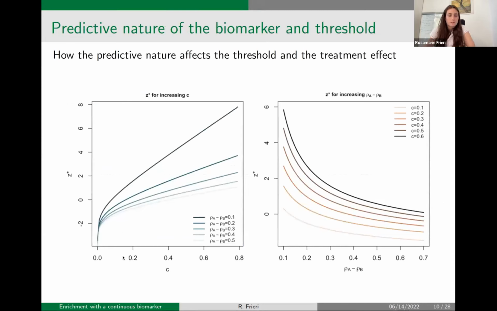In this graph, we can observe how the predictive nature of the biomarker affects the threshold and the treatment effect. In particular, looking at the left panel, we can see the increasing behavior of the threshold as C increases. The speed of increase is larger for smaller values of the difference between rho A and rho B, so as the color line becomes darker. If we look at the right panel, we observe the behavior of the threshold, Z star, as rho A minus rho B decreases. In this case, the threshold is decreasing in this difference, and the behavior is more pronounced for increasing values of C, so as the color line becomes darker as well.